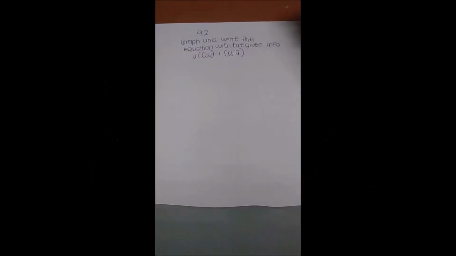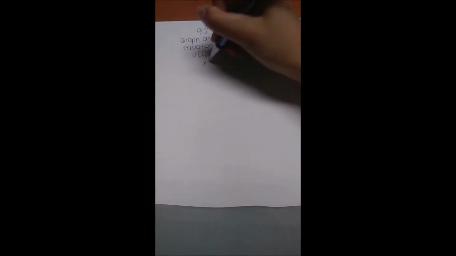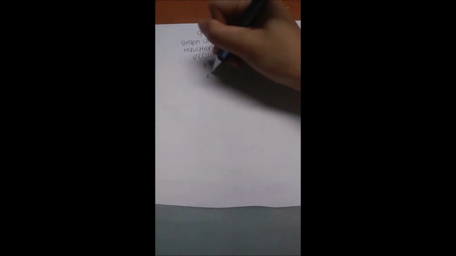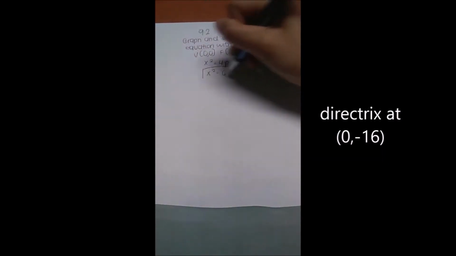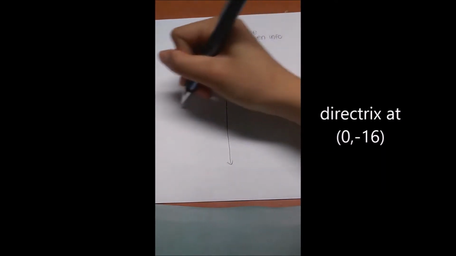Points at the vertex at 0, 0, and the focus at 0, 16. You have to plug it into the equation x squared equals 4py, resulting in x squared equals 64y. Since the focus is at 0, 16, p is equal to 16, meaning that the directrix is at 0, -16.